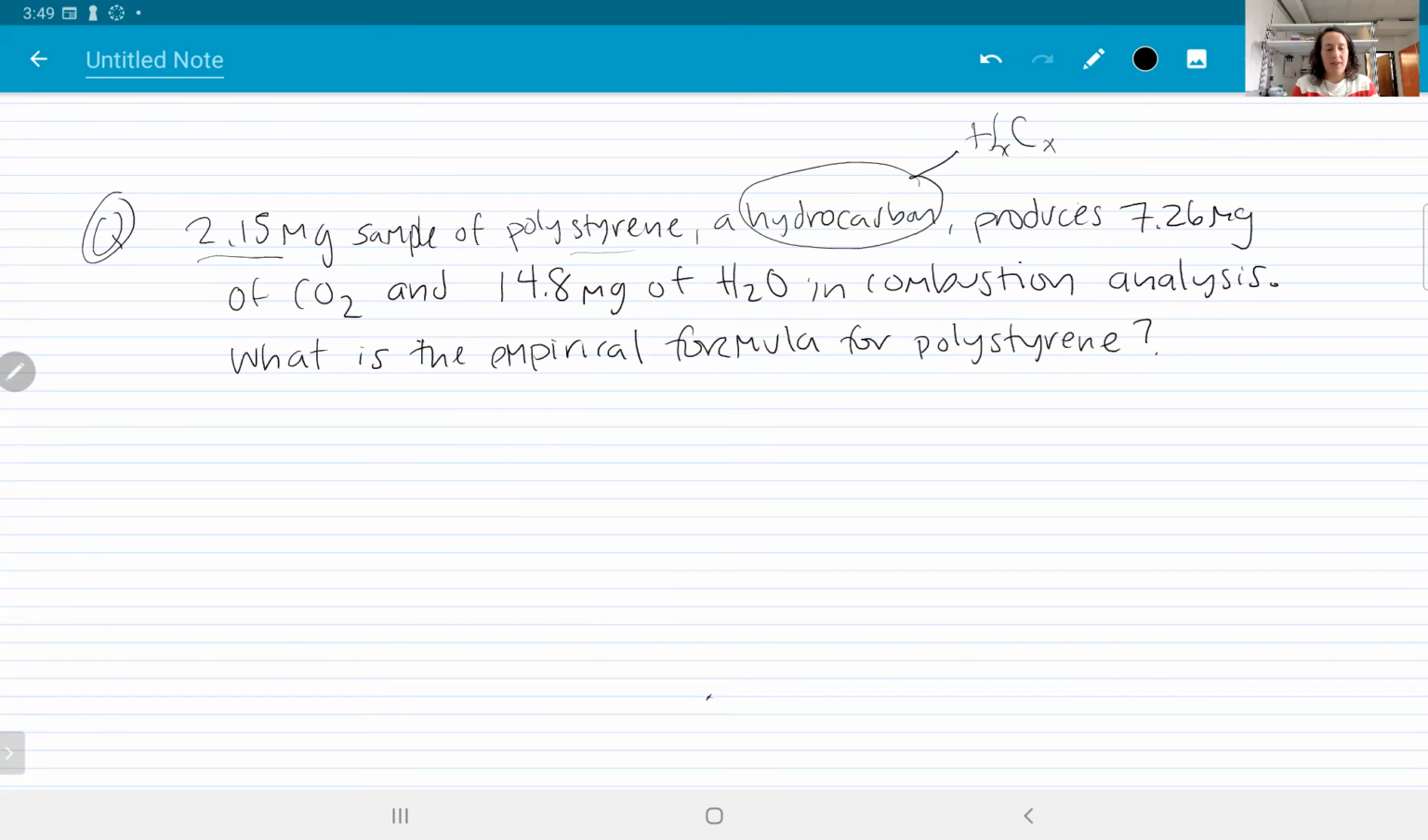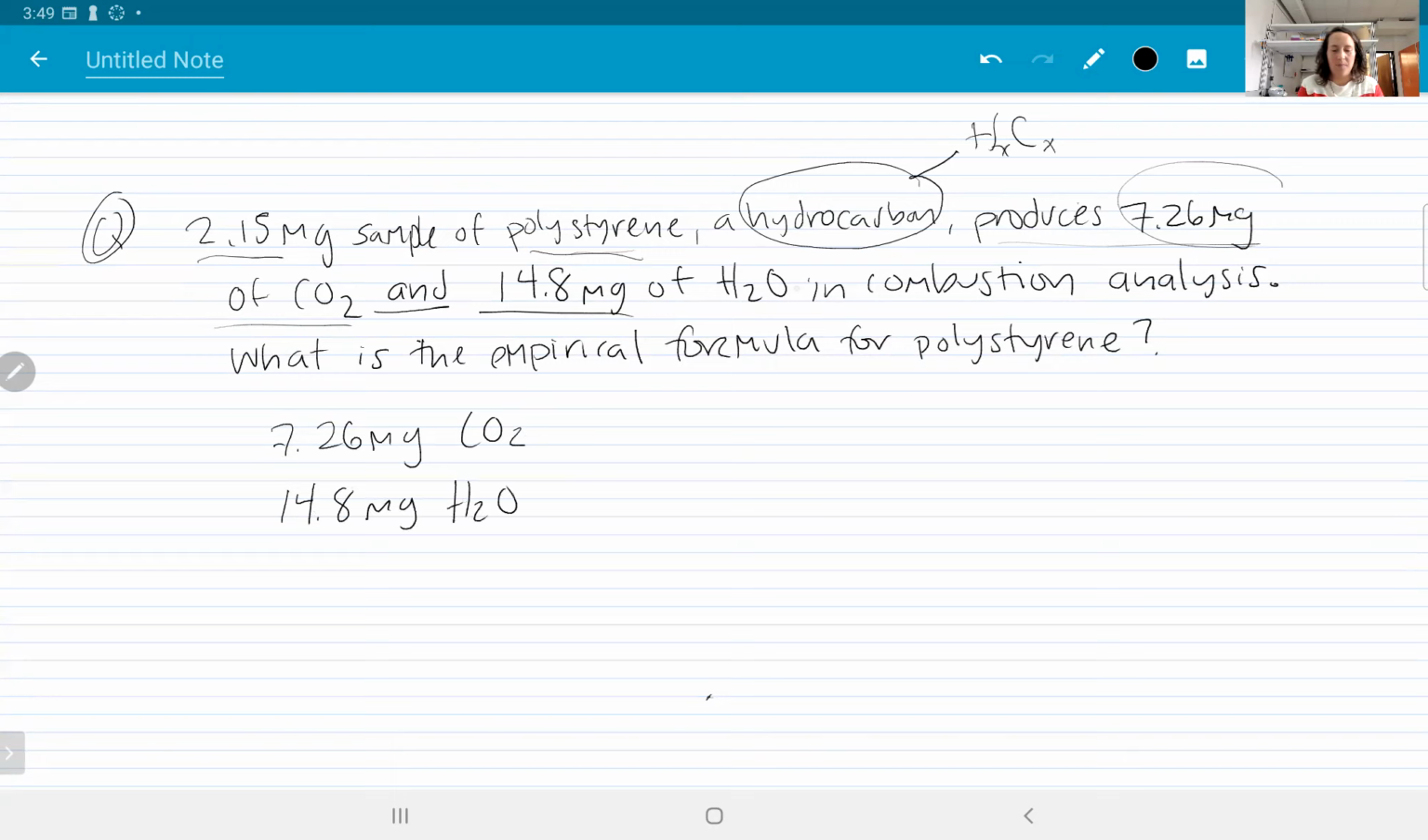So anyways, a 2.15 milligram sample of polystyrene produces 7.26 milligrams of CO2 and 14.8 milligrams of H2O during that combustion analysis. Again, the water was absorbed by the beads, and the carbon dioxide was absorbed from a different set of beads, and you were able to determine how much mass of carbon dioxide and water was made from that combustion of a 2.15 milligram sample that you put into the furnace.